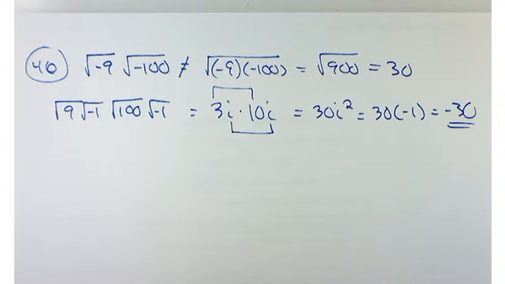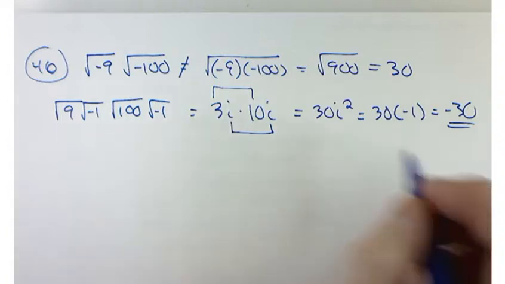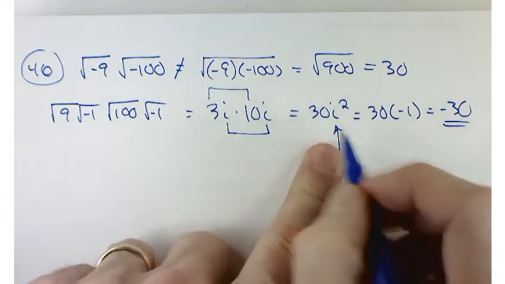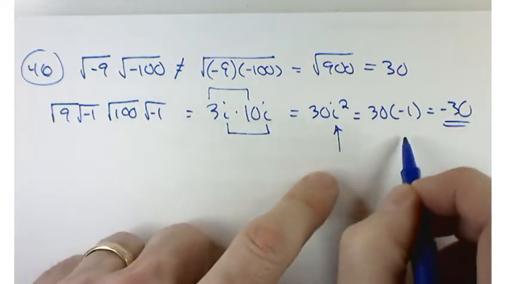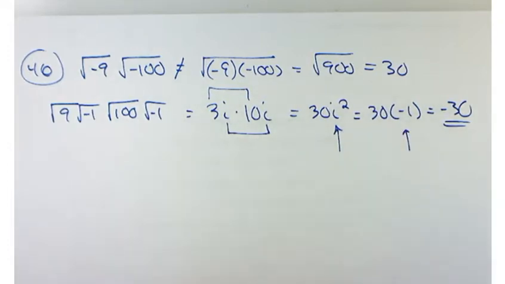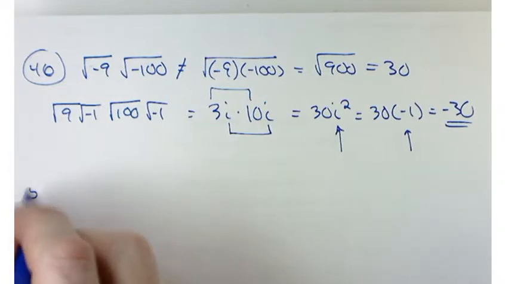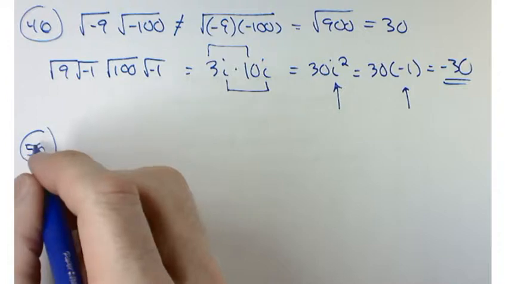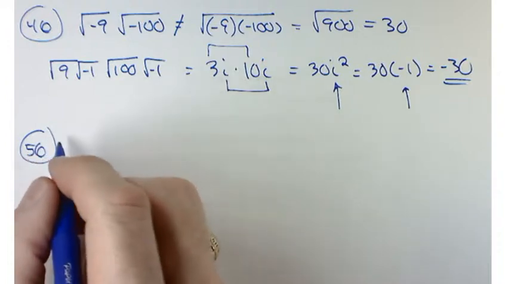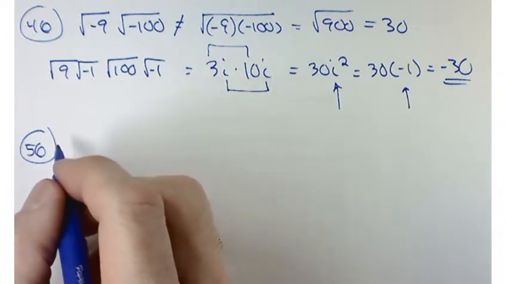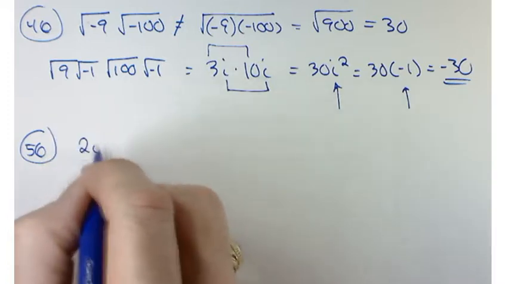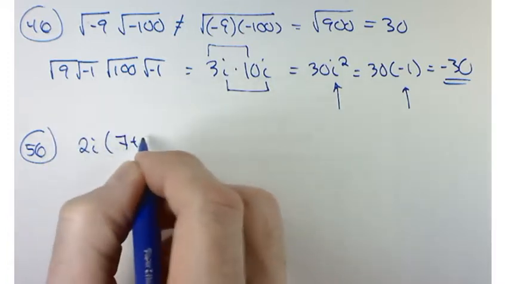Let's finally do some multiplication. Problem 56. And this is actually a good reminder right here. i squared is negative 1. Let's keep that in mind as we do 56. 2i times 7 plus 2i.